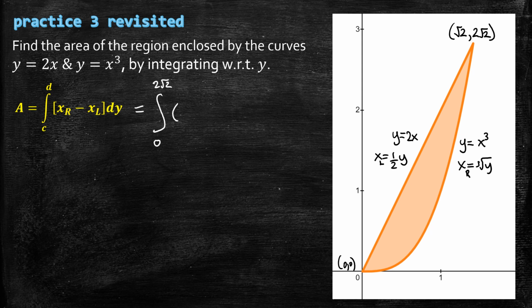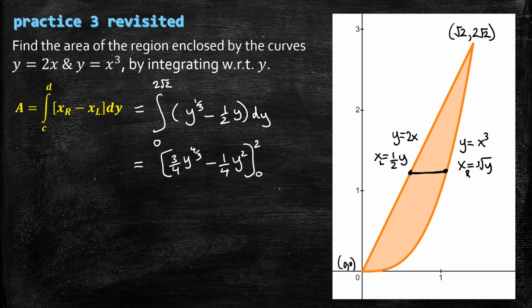our x coordinates of any particular line segment. Remember, we could have any particular line segment here. So if we want to know the length of that line segment, we do x right minus x left. So x right, which I'm going to write as y to the 1/3, and then x to the left is 1/2 y. And then we proceed as normal. So we take the antiderivative of this, which will be 3/4 y to the 4/3 minus 1/4 y squared, and that's from 0 to 2 root 2.